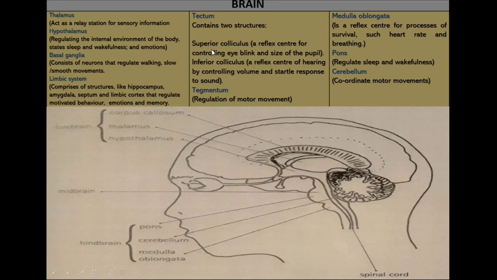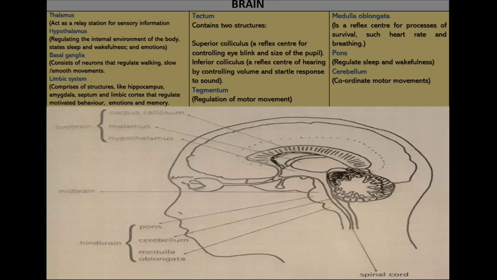Under the tectum, the superior colliculus is a reflex center for controlling eye blink and the size of the pupil. The inferior colliculus is a reflex center of hearing, controlling volume and the startle response to sound. Then the tegmentum is mainly involved in regulating motor movement.